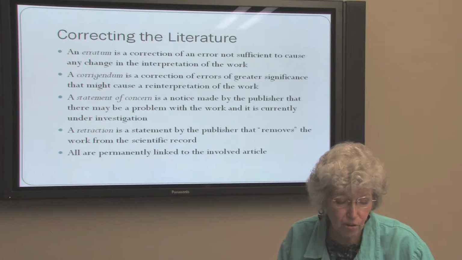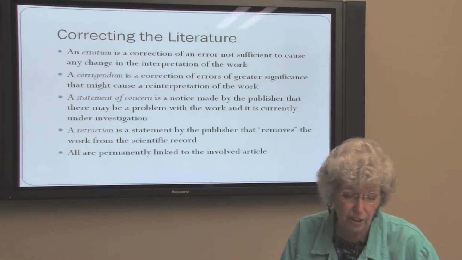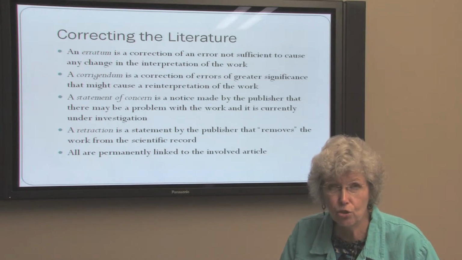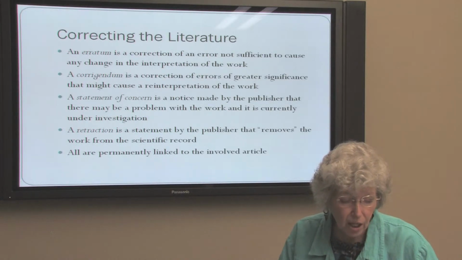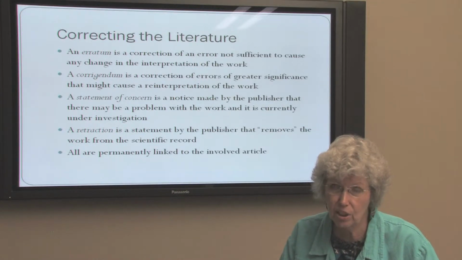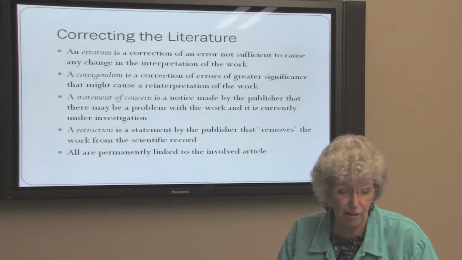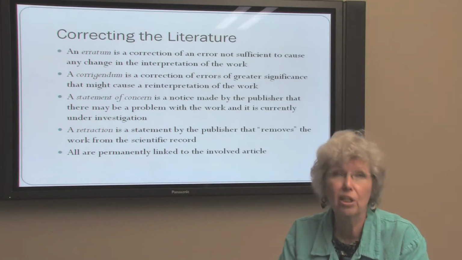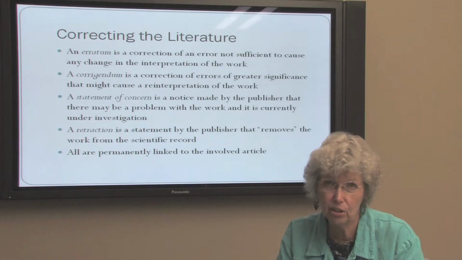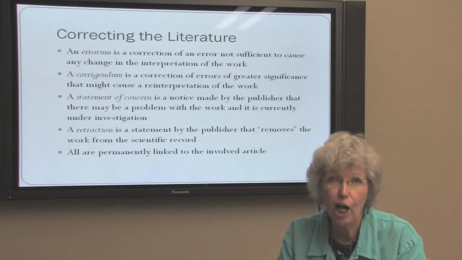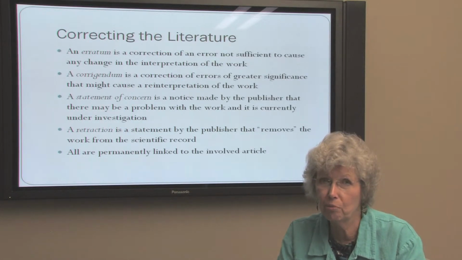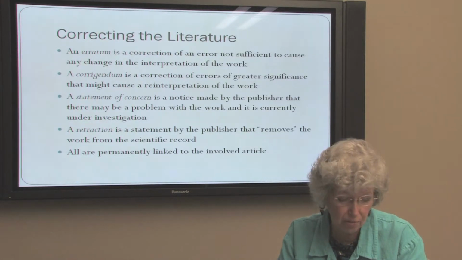A corrigendum is a correction of errors of greater significance, and the significance might be enough to change your interpretation of the work. A statement of concern is a notice, and I've never really seen one until recently, and I'm going to show it to you because I thought it was kind of fascinating how it was done. The publisher makes a notice saying that we have concerns about this manuscript. Something has come to our attention, and it's under investigation. But in order to alert you that there may be a problem here, we have published a statement of concern.